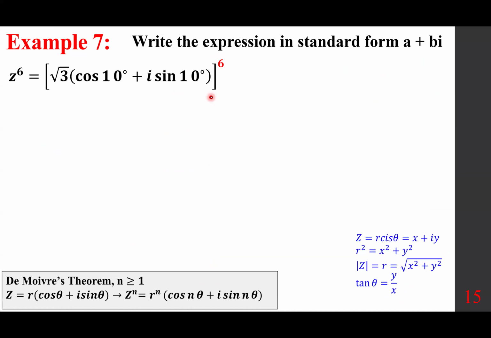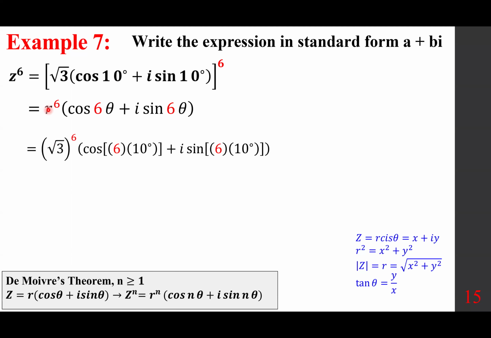What about this one? Write the expression in standard form a plus bi, and we want to raise this to the power of 6. It is in polar form, so it makes life easier. If you want to raise this to the power of 6, you're going to raise the modulus to the power of 6 and multiply the argument, 10 degrees, by 6: r to the power of 6 times cosine of 6 theta plus i sine of 6 theta. So let's raise this to the power of 6. That means square root of 3 to the power of 6, and let's multiply 10 by 6. So obviously this becomes 60 degrees. Square root of 3 to the power of 6 is 3 cubed, with me.